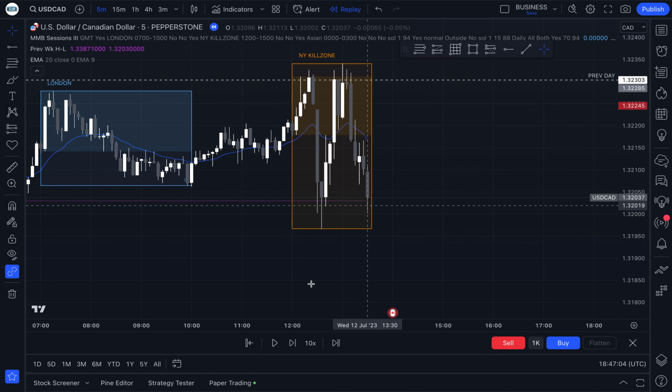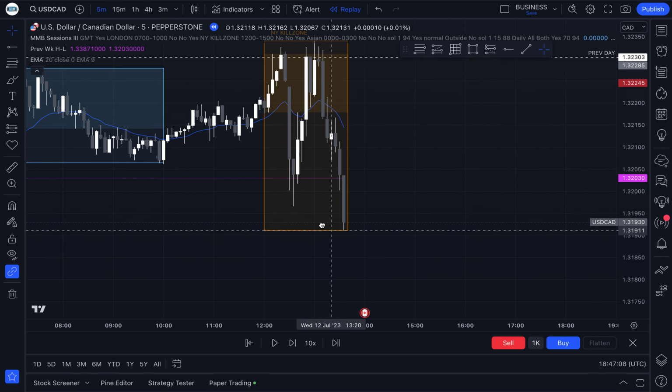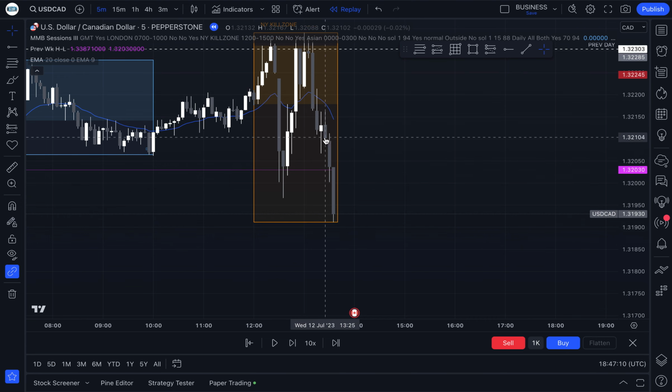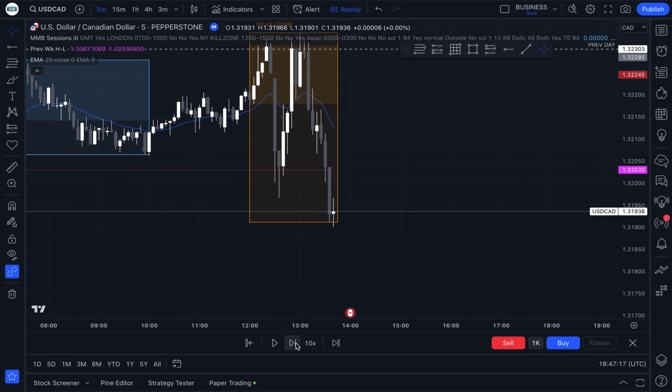Okay, so it pierces this line. Let's see. Oh, that's a big one. That means that if I had taken this risk, I should be looking at maybe 1:2 by now. But yeah, we just mark it as a missed trade.